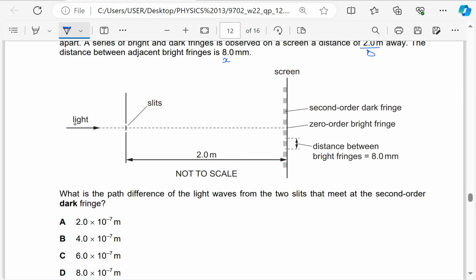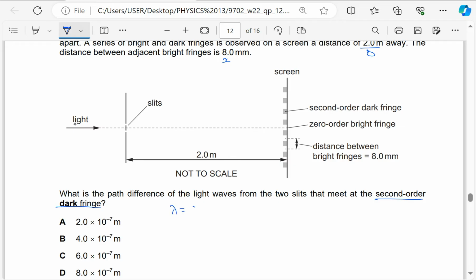What is the path difference of the light waves from the two slits that meet at the second order? So here this is n equals to second order darker fringe. Second order dark fringe. Of course, for the second order darker fringe, we expect that that is going to be a destructive interference. But remember, for destructive interference, the path difference should be equal to a half wavelength for the first, then the other one will be 3/2 wavelength, and so on and so forth. So I need to first find the wavelength.